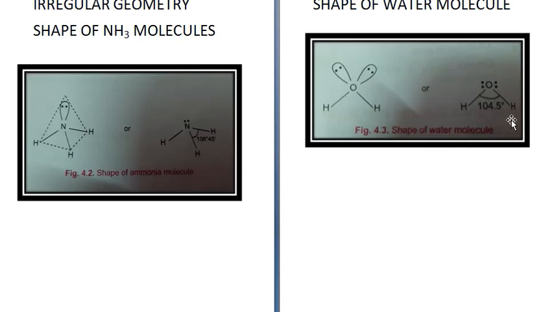HOH bond angle is 104.5 degrees. It has a smaller bond angle than ammonia because the water molecule experiences more repulsion due to the presence of 2 lone pairs, whereas in ammonia there was only 1 lone pair. Alright, so in this way, if a lone pair is present along with bond pairs, there will be irregular geometry. Is it clear? So just revise what you have been taught today, and in the next video we will continue.